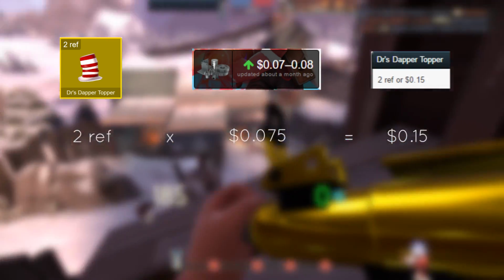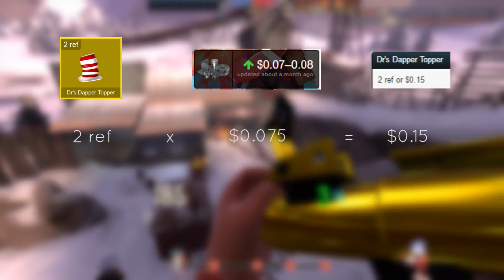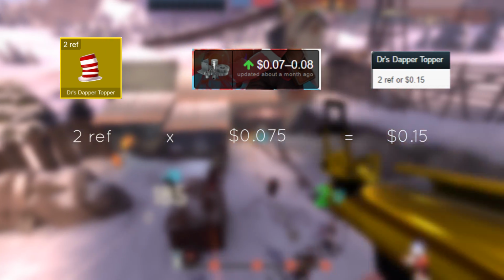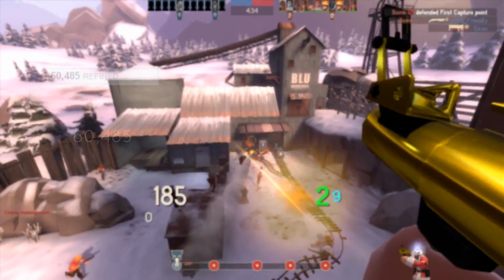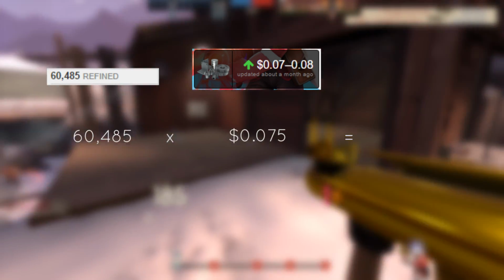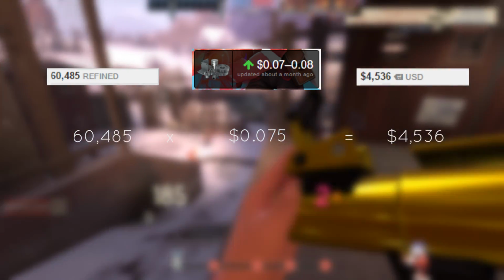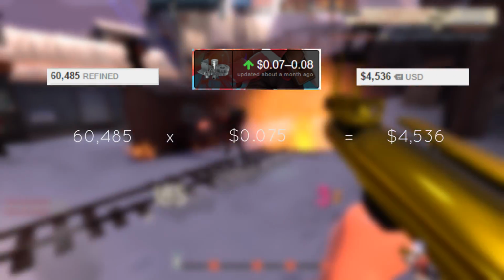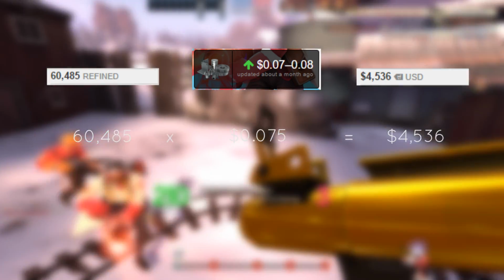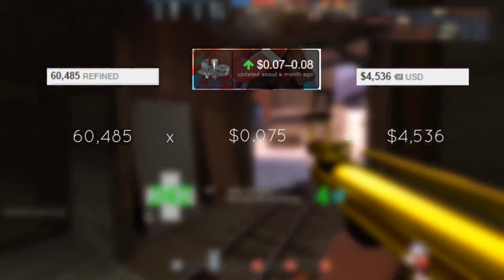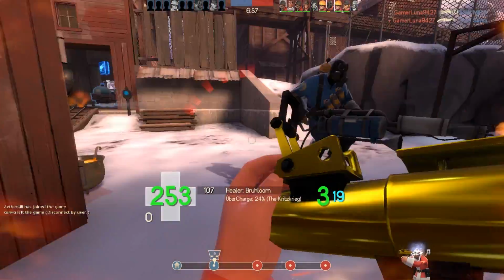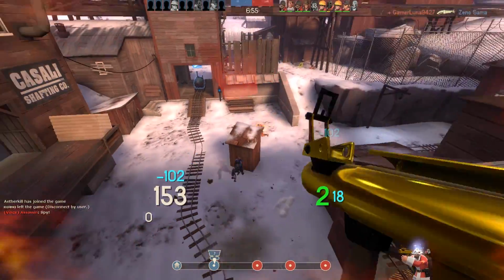At the time I'm making this video, refined is 7.5 cents, so Backpack.tf would simply display the item value of 15 cents. Likewise, if you take my entire backpack, which is valued at the equivalent of 60,000 refined, Backpack.tf would simply multiply that number by 0.075 to get the value that I see at the top of my backpack, roughly $4,500. Now, on the surface, this might seem just fine. It looks like Backpack.tf is correctly calculating the total amount of refined in my backpack and then spitting out an equivalent monetary value. However, this method of calculating backpack value fundamentally breaks down when you consider the key.